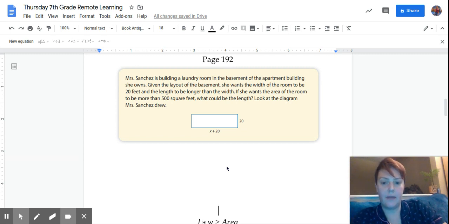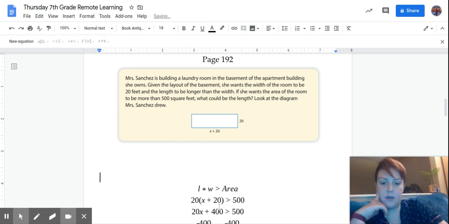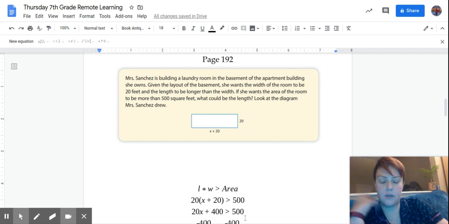So look at this diagram that Ms. Sanchez drew. And so here I am talking about length times width has to be greater than the area in question. And so right here we have 20 times x plus 20 has to be greater than 500. Not greater than or equal to, because she says strictly more than 500, not at least 500. And so that is a distributive property type problem there. And so there I did my distribution. 20x plus 400 is greater than 500.